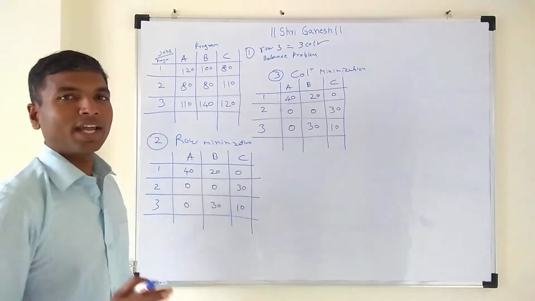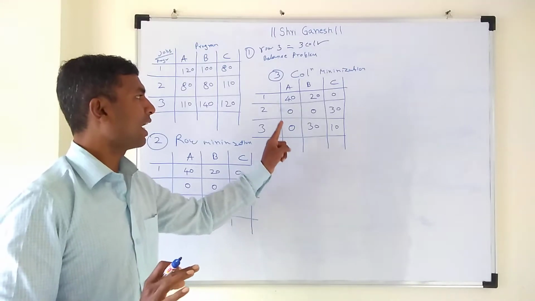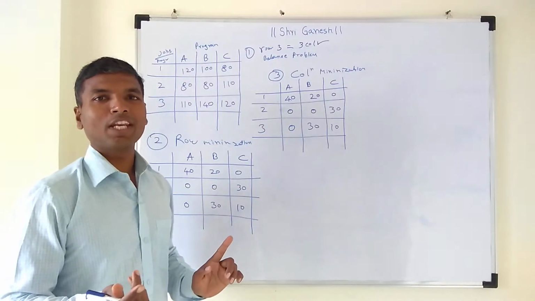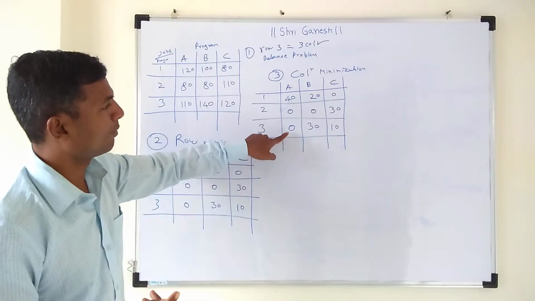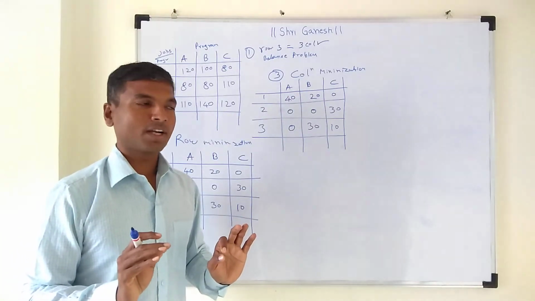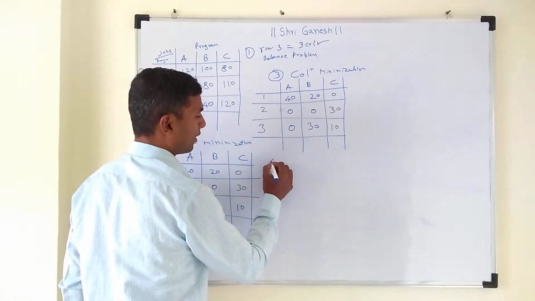Always remember, when we are doing a column minimization operation, if a column already has a single 0, there is no need of doing any calculation. You can write it down as it is. See, in this there is a 0, so same column. Again here 0, so same column, same column. Always remember. Now the next step is to draw the lines.